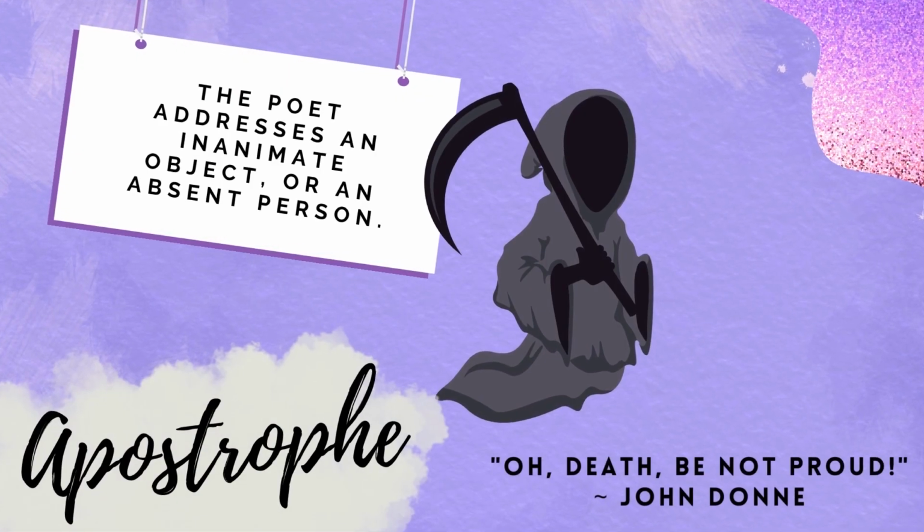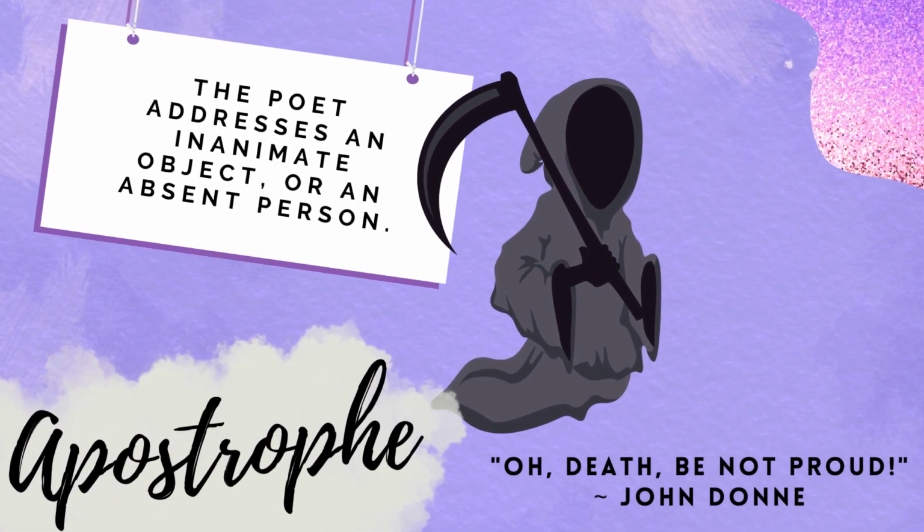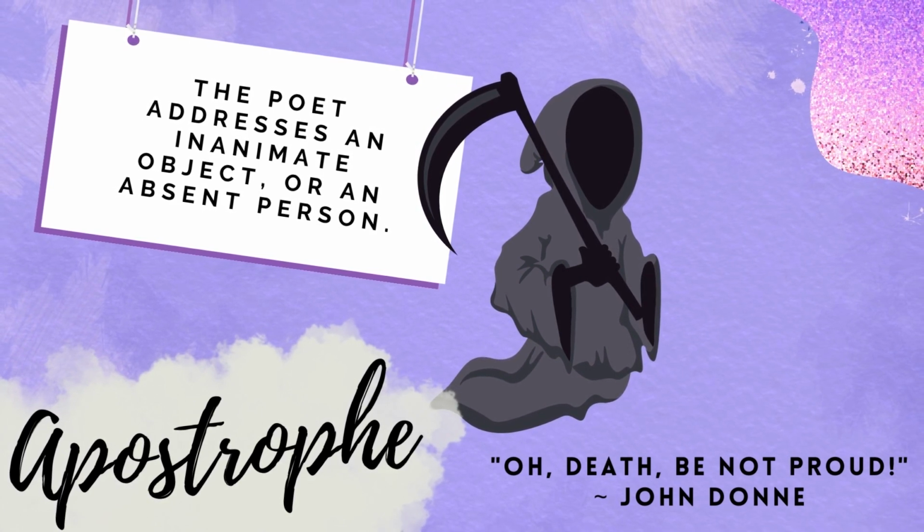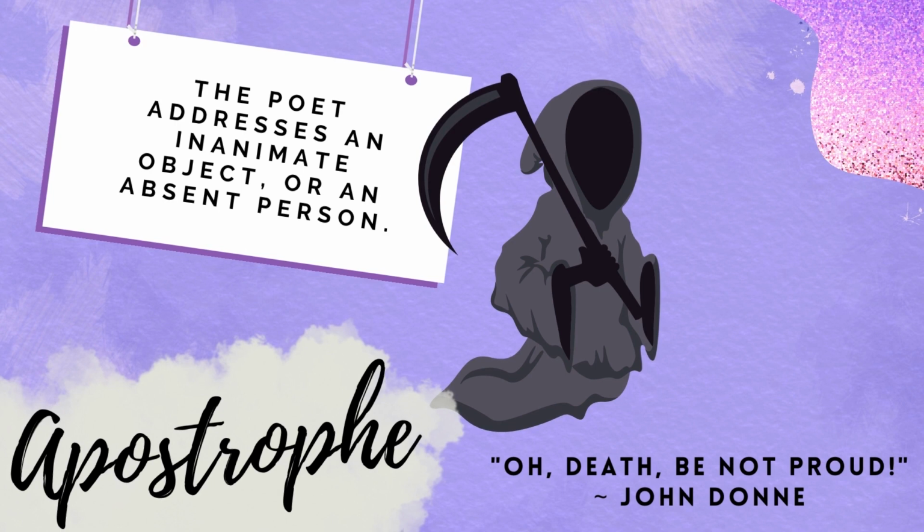Our last figure of speech is apostrophe. Not like the punctuation mark though. When the writer addresses an inanimate object or an absent person, it is also called apostrophe, right? Yes. Like when John Donne tells Death not to be proud.